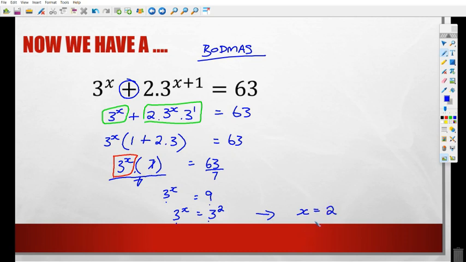If I want to check this, I substitute x in this left-hand side here. If the left-hand side gives me 63 when I substitute in 2, then I'm right. So go check that. We're going to go straight into our next example here.